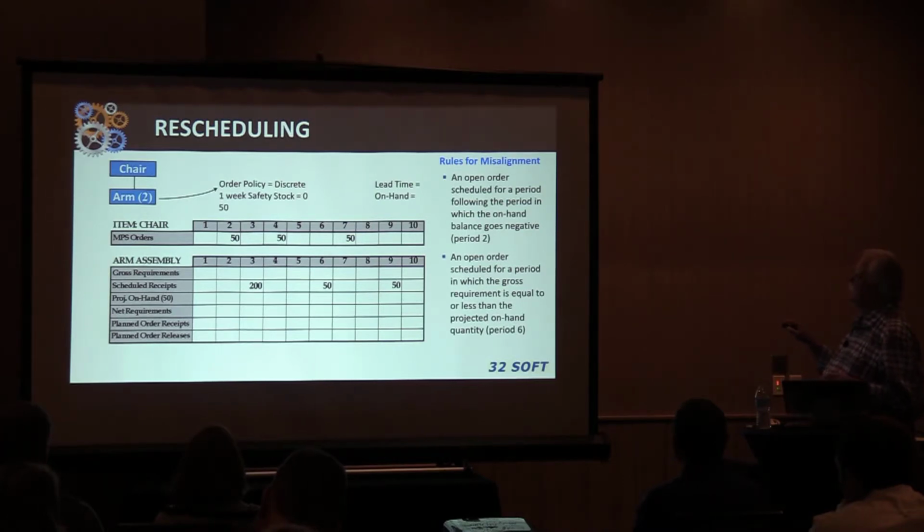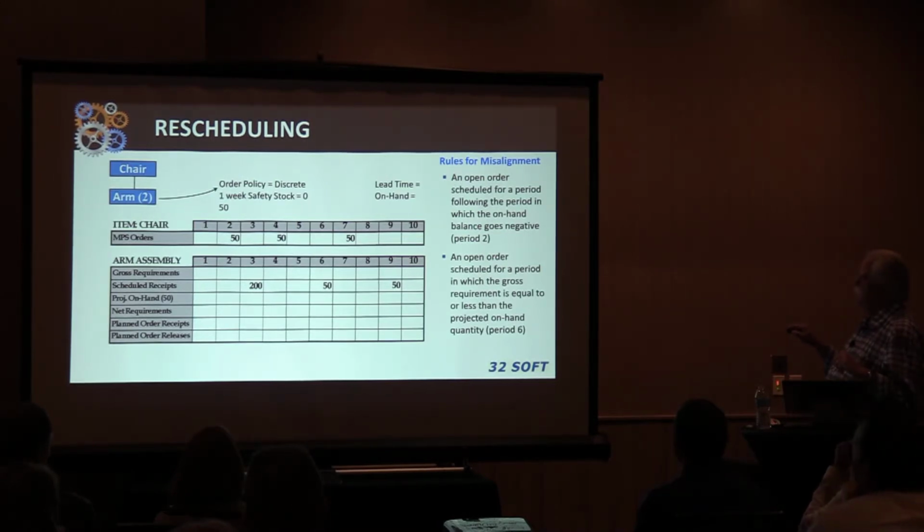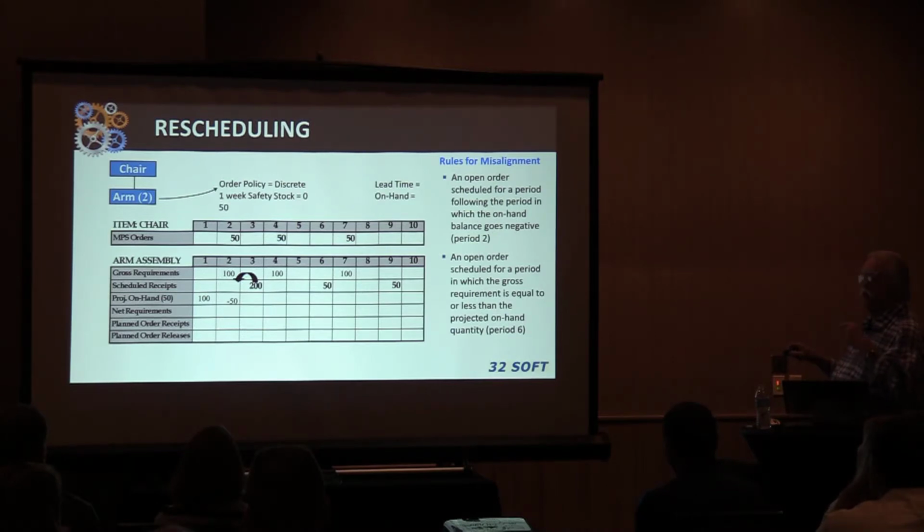It basically says an open order scheduled in a period following a period in which the on-hand balance goes negative, you expedite. If you've got an open order for a period in which the gross requirement is less than or equal to the projected, de-expedite. So I've got my gross requirements coming down. I really need to have that 200 a period earlier. So you're going to get an expedite message.